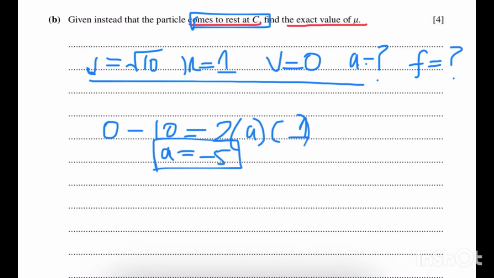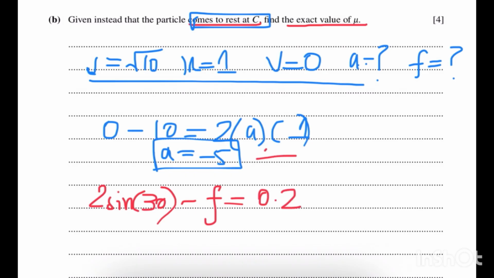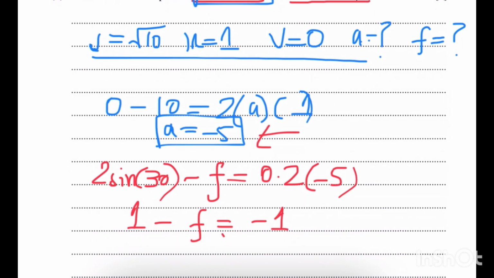Now we can use the acceleration, the forward force, to find out the value of friction using the forces formula. So the forward force will be a component of the weight, just pulling it rightward, so that was 2 sin 30, and minus friction, which was a resistive force, equals the mass, which was 0.2, and acceleration, which we found out as minus 5. So 1 minus friction is equal to minus 1. This makes the value of friction equal to 2.